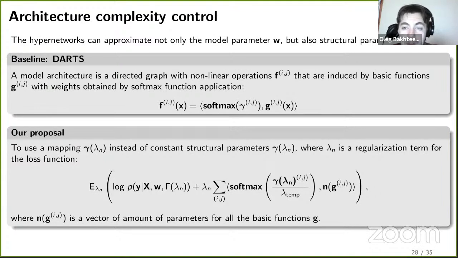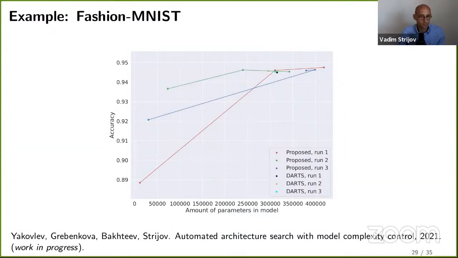So for the DARTS method, we use bi-level optimization with the optimization of structural parameters on the top level and the parameters on the second level. Our proposal is to use not a constant vector of gamma, but a mapping from the model complexity to some vectors of the structure. And here is a plot for the Fashion-MNIST dataset. There is a comparison of the DARTS method and our proposed method.